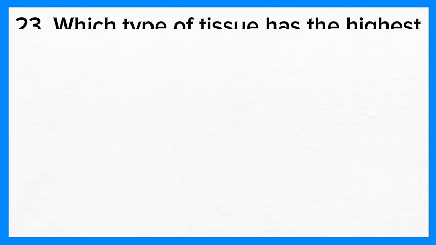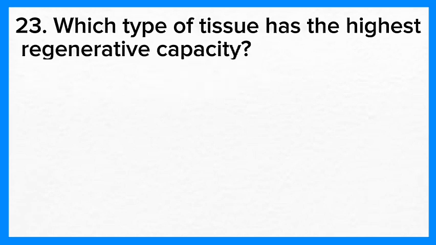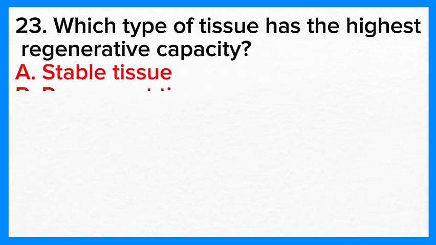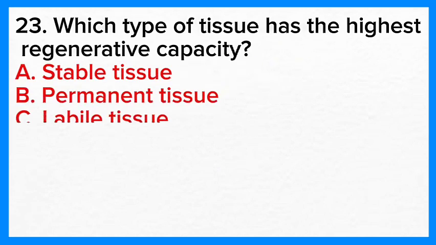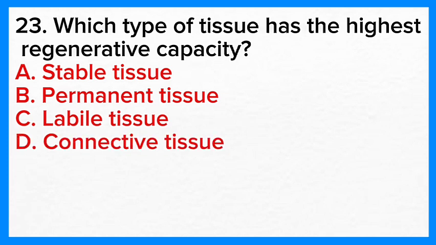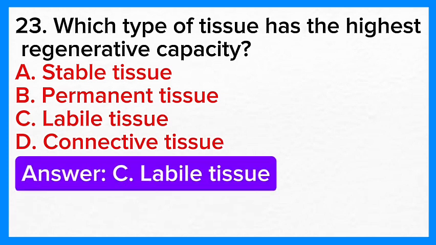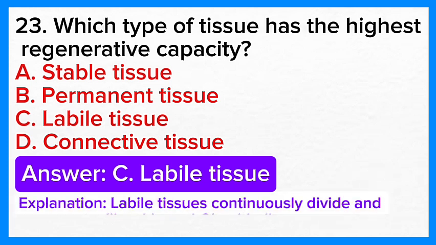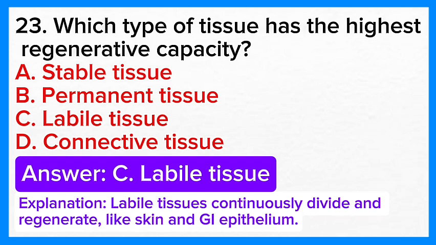23. Which type of tissue has the highest regenerative capacity? A. Stable tissue, B. Permanent tissue, C. Labile tissue, D. Connective tissue. Answer: C. Labile tissue. Explanation: labile tissues continuously divide and regenerate, like skin and GI epithelium.